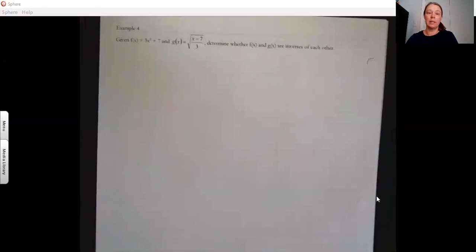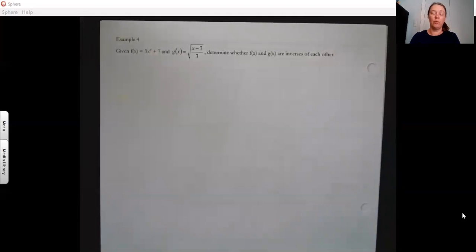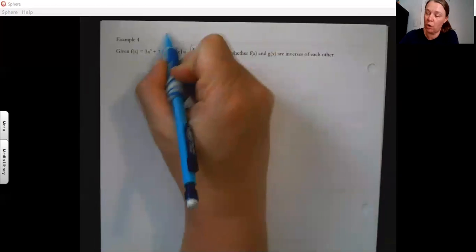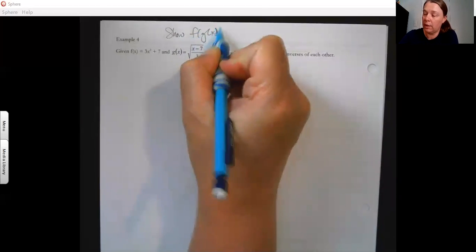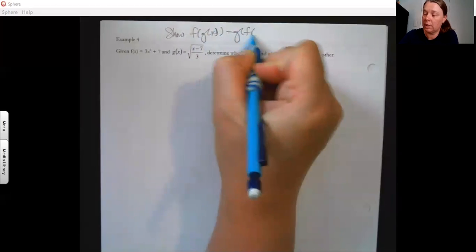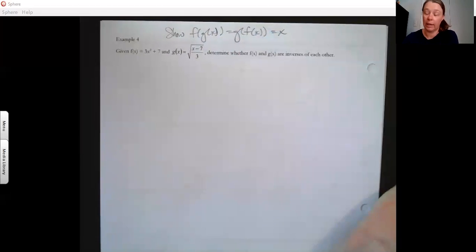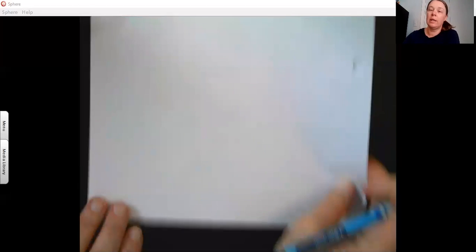All right, so the last thing that we need to talk about that was on our initial list of fun facts about inverses is that to prove that inverses are functions, you want to show that f of g of x is equal to g of f of x and that they both equal x. Okay, before we get into that, first I'll write that up here. You have to show that f of g of x equals g of f of x and that they both equal x.